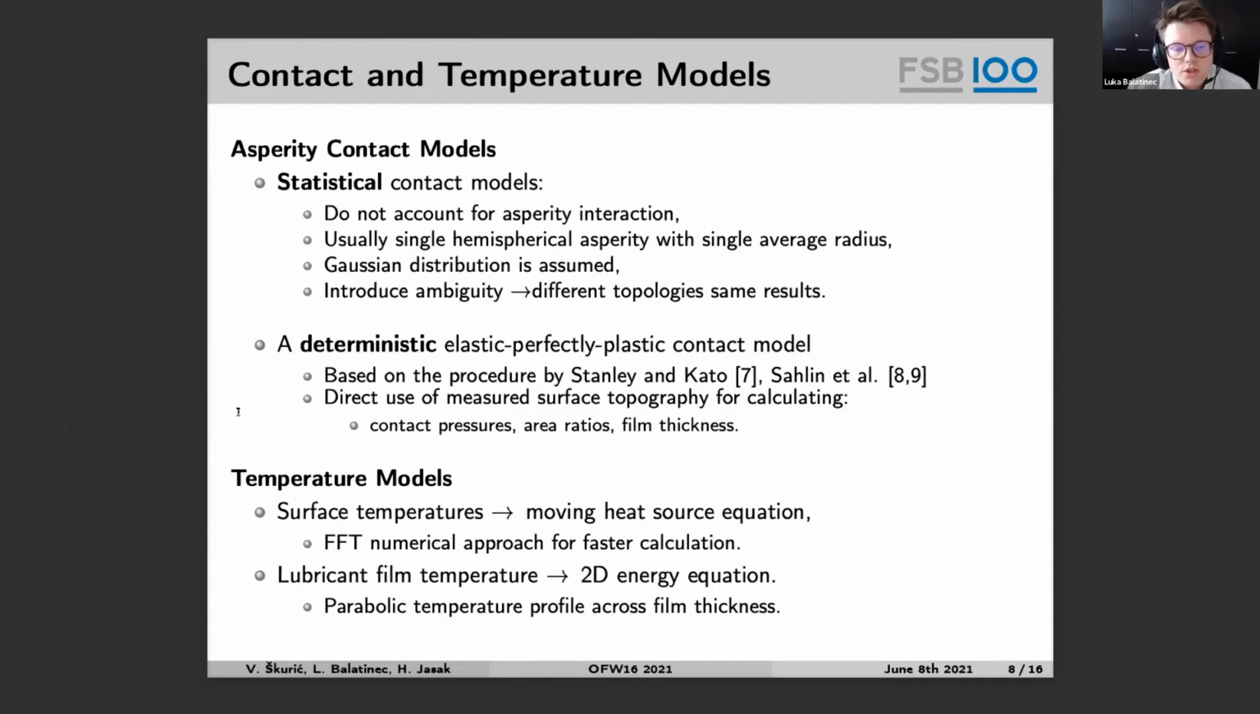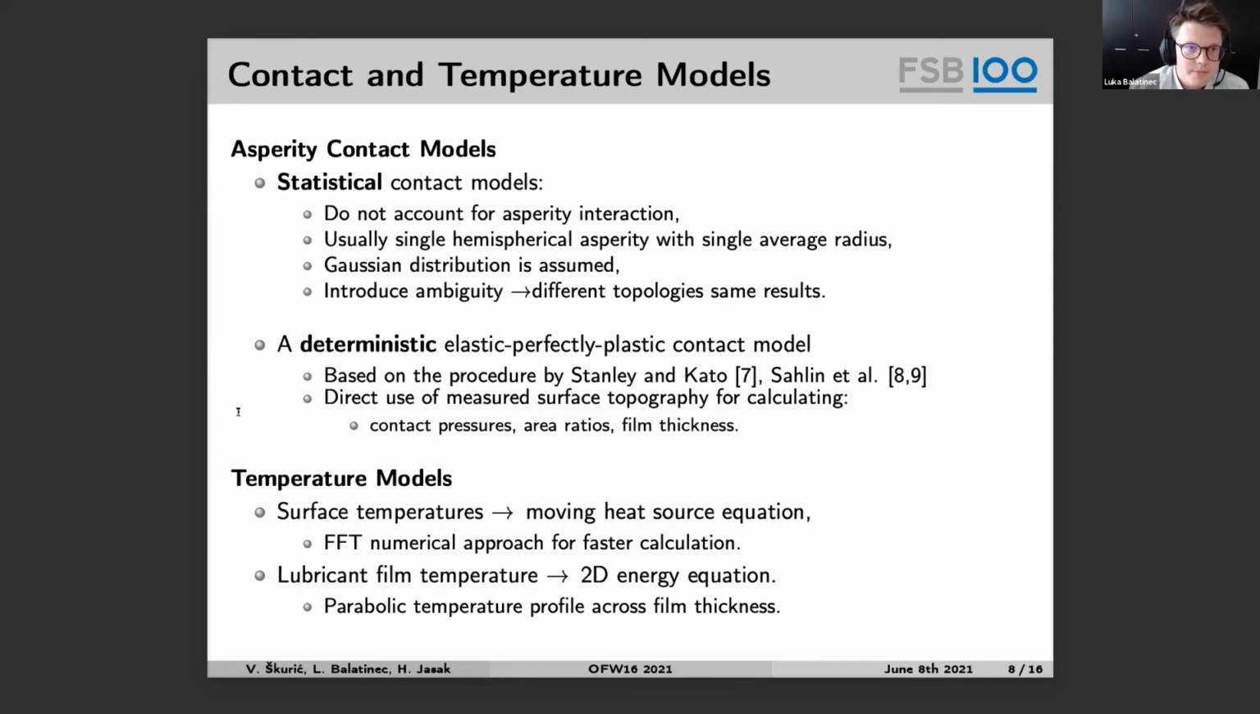Moving on to temperature models. So our model uses two different temperature models. First, for the surface temperature, it uses a moving heat source equation with fast Fourier transform for faster calculation. Then the lubricant field temperature is calculated using a 2D energy equation, which assumes a parabolic temperature profile across the film thickness.